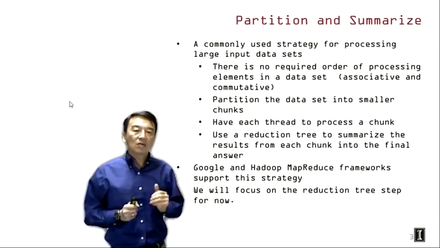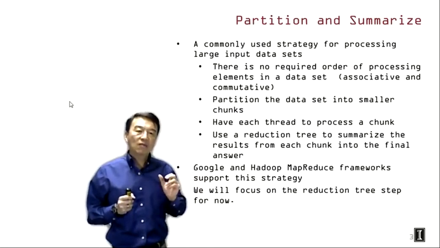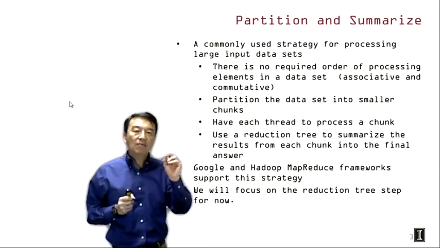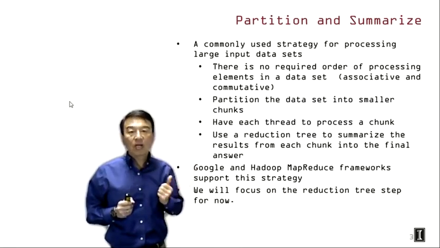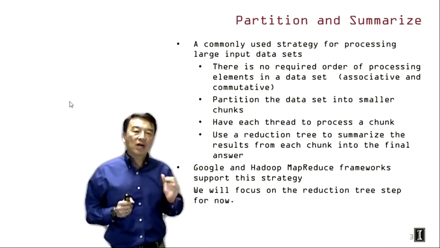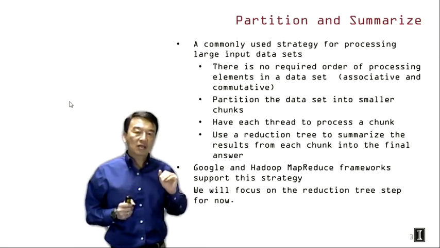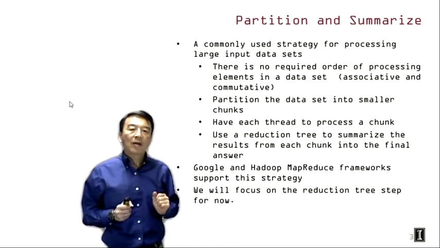And the other one is the commutativity, and that means that whenever we have an operator, let's say addition, and when we say A plus B, it's the same as B plus A. And this would not be the case for subtraction. So whenever we have an operation that we need to do on a large data set, and the operation that we're doing is both associative and commutative, then we can apply this partition and summarize strategy.